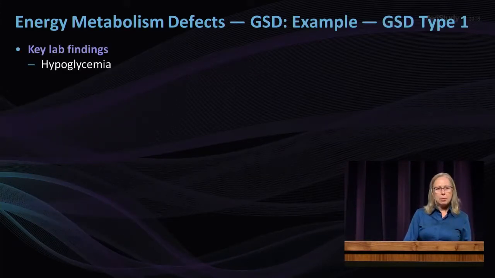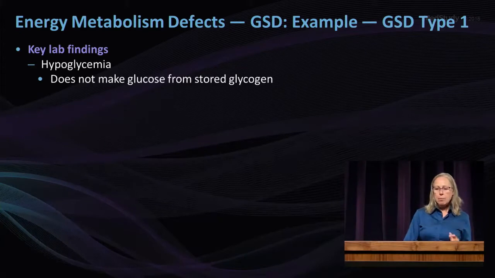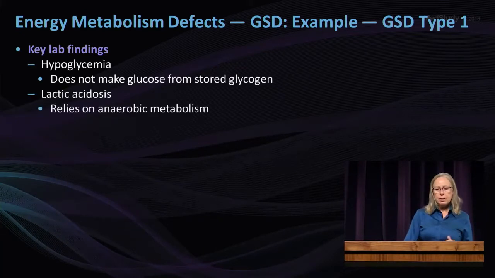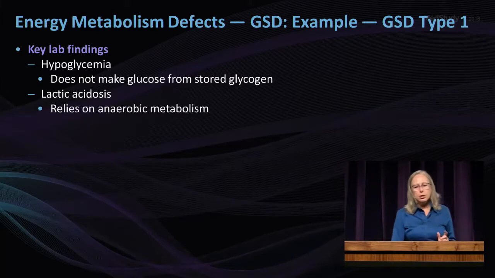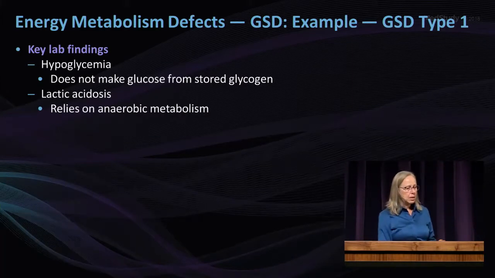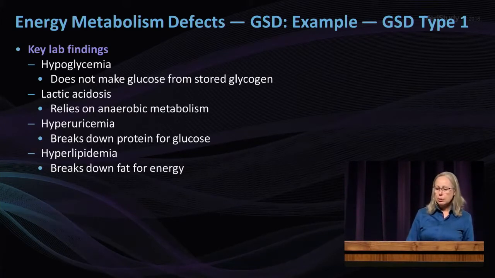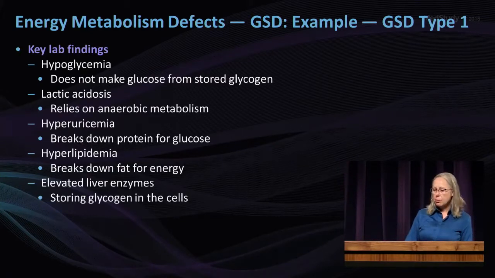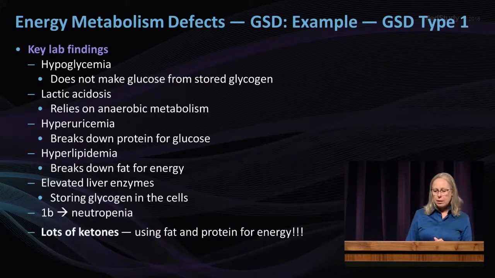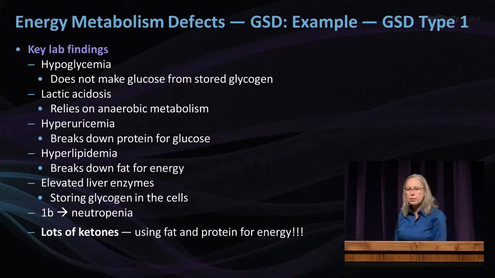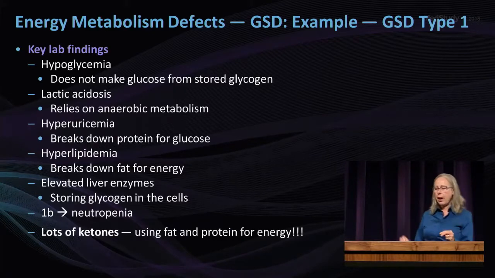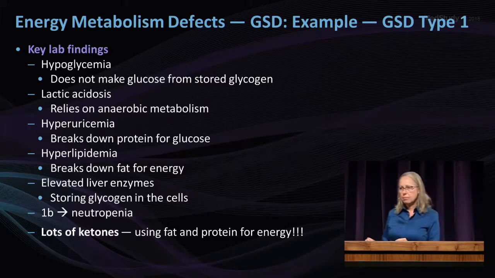Key lab findings: hypoglycemia, because you can't make glucose from your stored glycogen. Lactic acidosis, because you're going to rely on your anaerobic metabolism to get energy. Hyperuricemia, because you're breaking down protein to make new glucose. Hyperlipidemia, because you're breaking down fat to make more energy. Elevated liver enzymes from storing the glycogen in the cells. Type 1B can give you neutropenia. And you make tons of ketones because you're using your fat and your protein for energy.